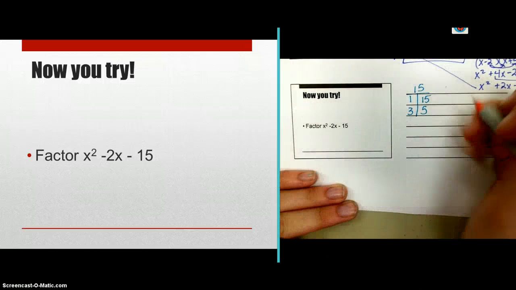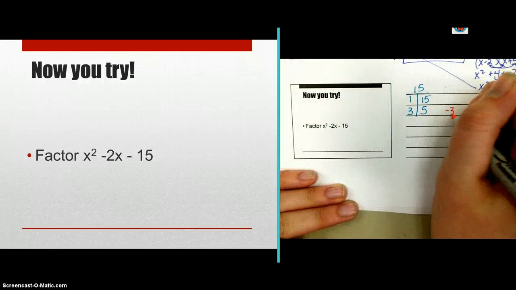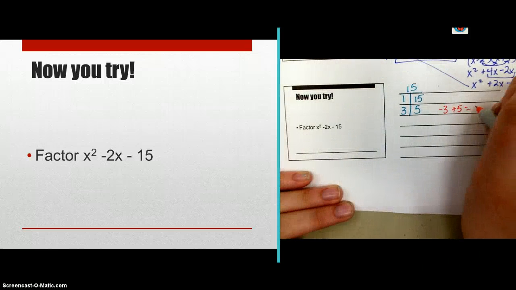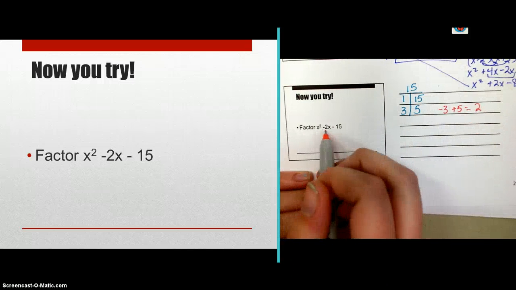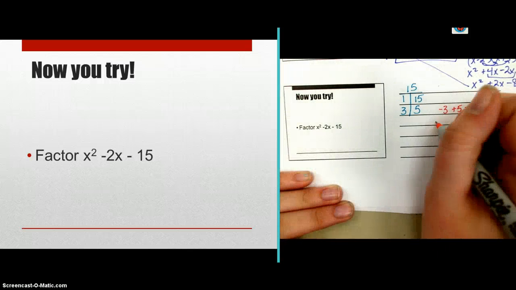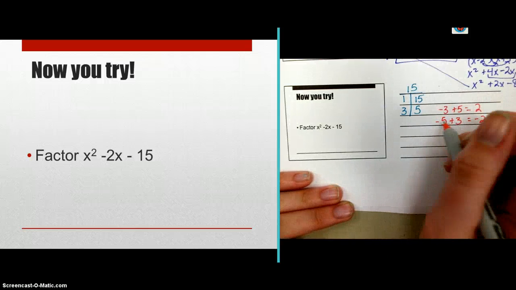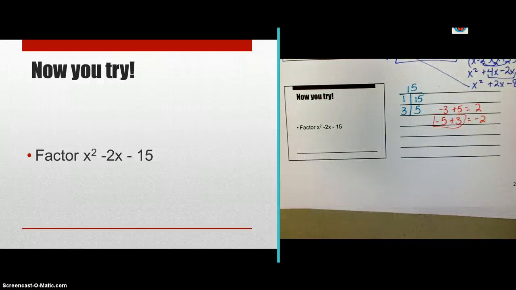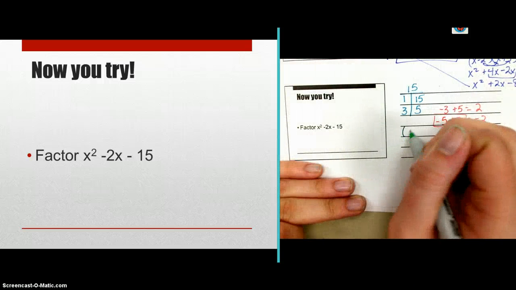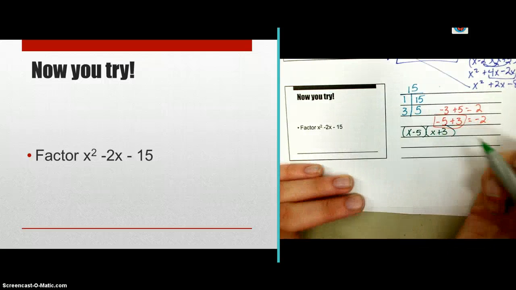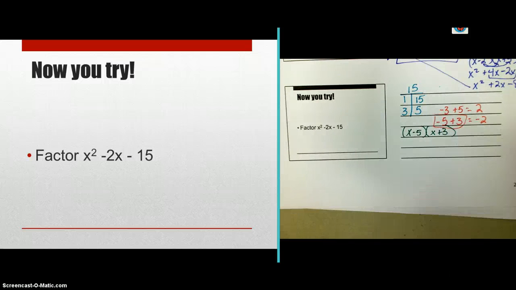So I can do negative 3 plus 5. When I do that, I get positive 2. We don't want positive 2, we want negative 2. So I can try negative 5 plus 3, and I do get the negative 2. So I know I'm using these factors of negative 5 and 3. I'm going to write this as x minus 5, x plus 3. Those are my factors. Again, I want to check them just to make sure I did it correctly.